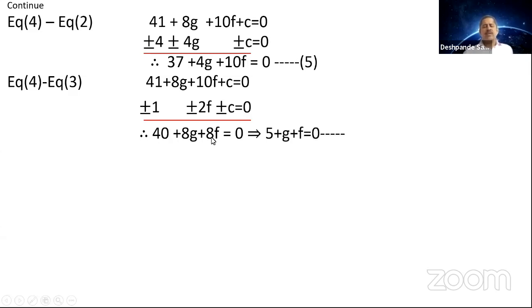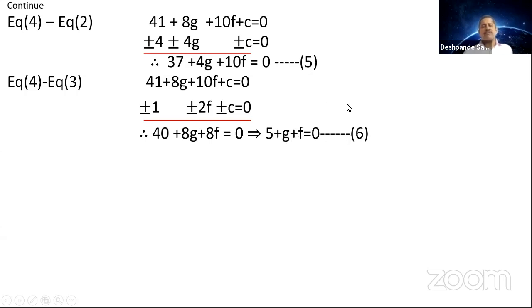So if at all you have got any number common, that is definitely not equal to 0. So take the common number out and write the remaining. 40 by 8 is 5. 8g by 8 is g. 8f by 8 is f. So 5 plus g plus f is equal to 0.